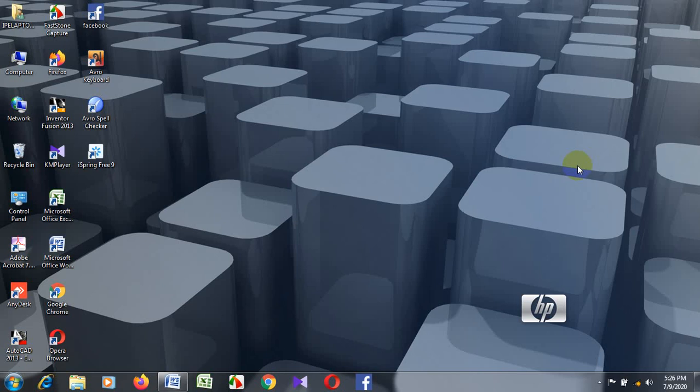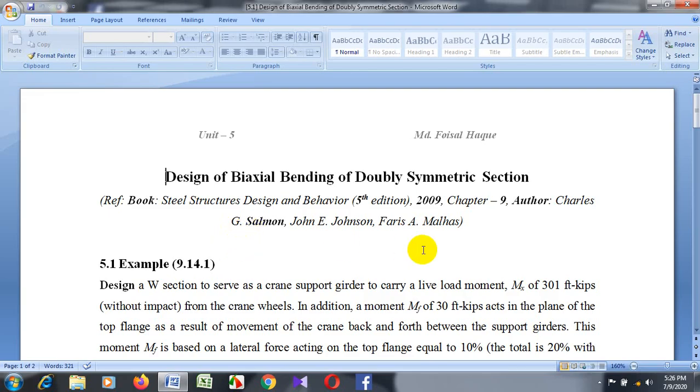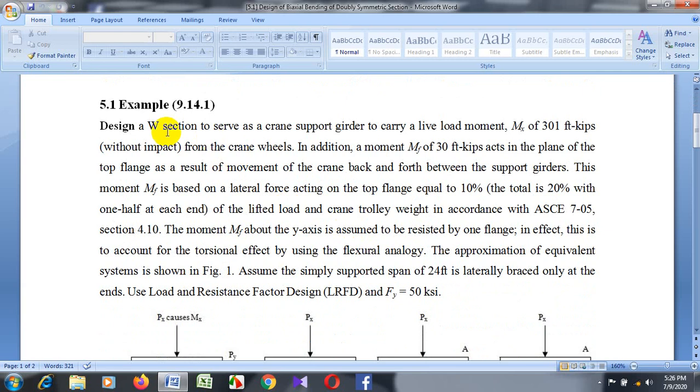Hello, today I start with biaxial bending of a doubly symmetric section. This design uses AISC LRFD. Now let's start a design example.